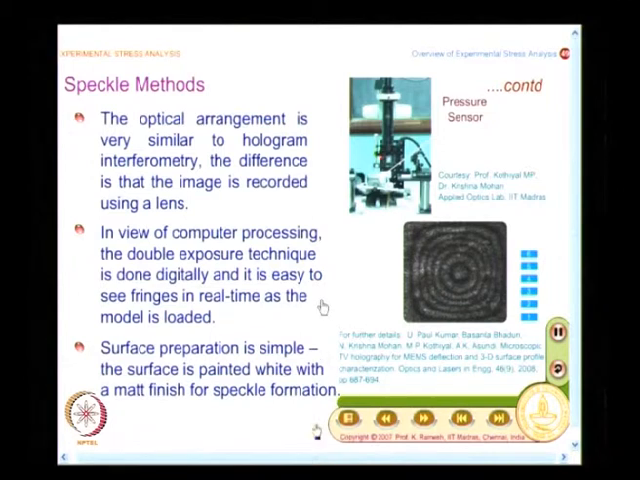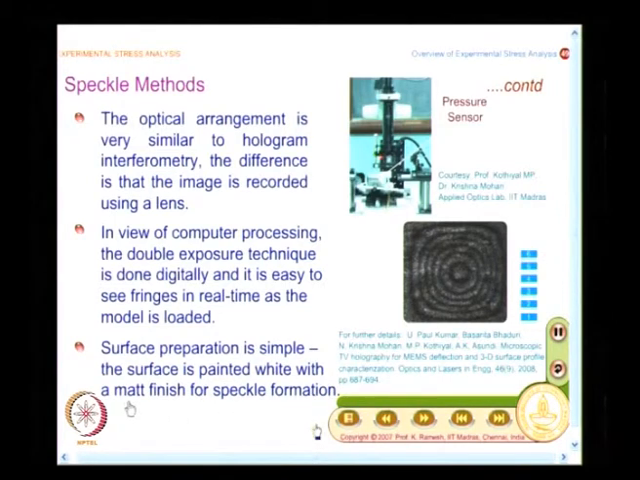And when you want to paste a strain gauge, you have to have an elaborate preparation. Same is the case when I go for photoelastic coating application. Compared to these methods, surface preparation is simple. The surface is painted white with a matte finish for speckle formation. You do not want a specularly reflecting surface.